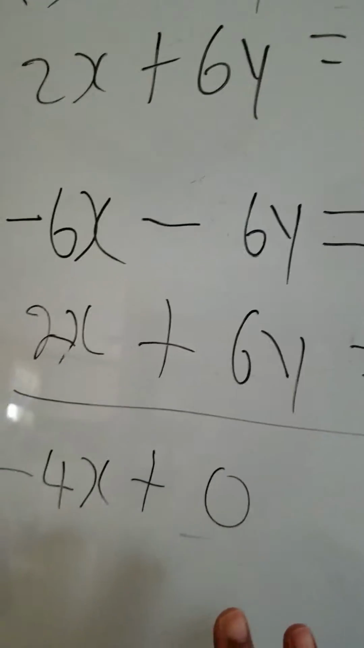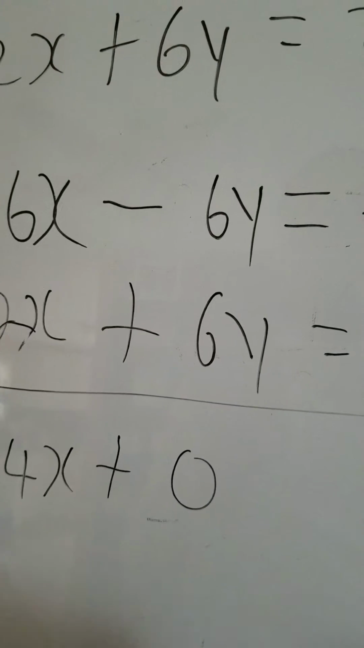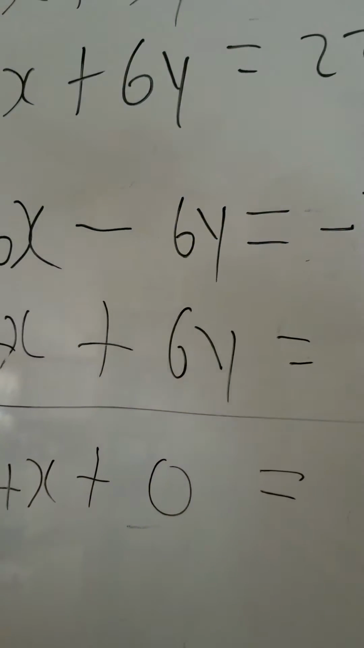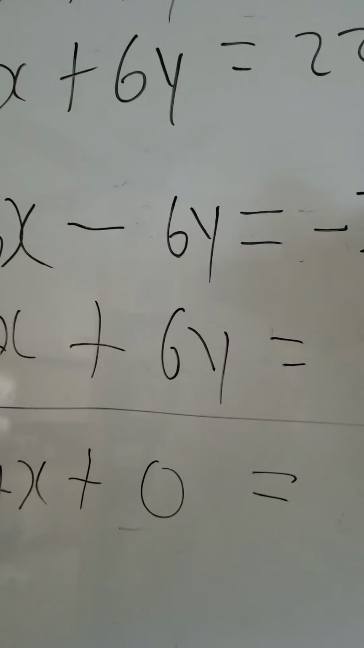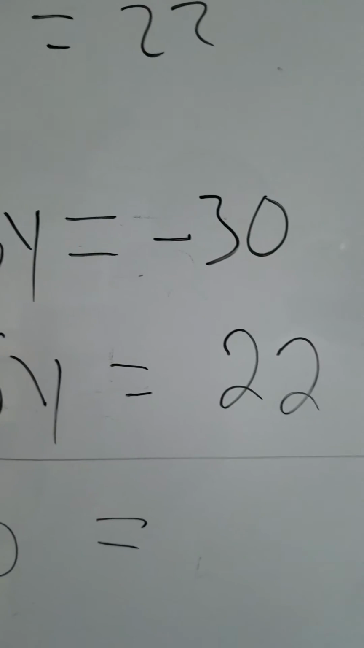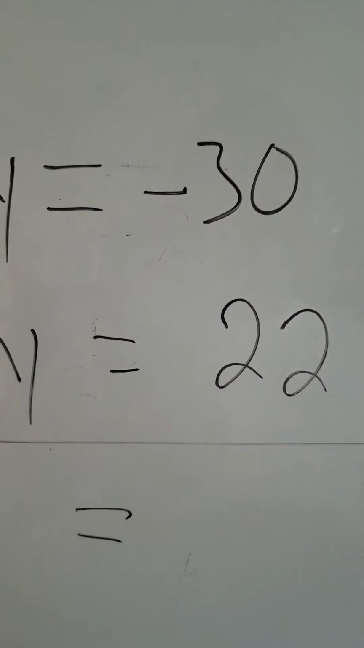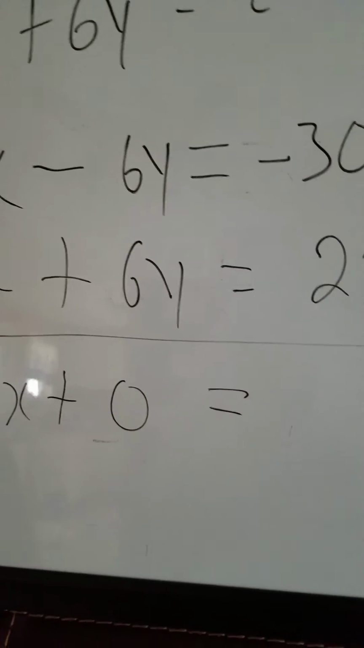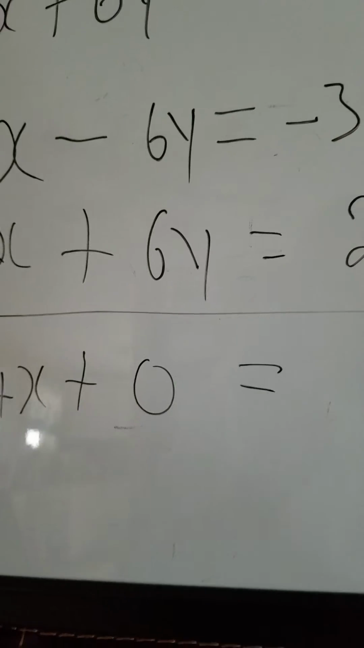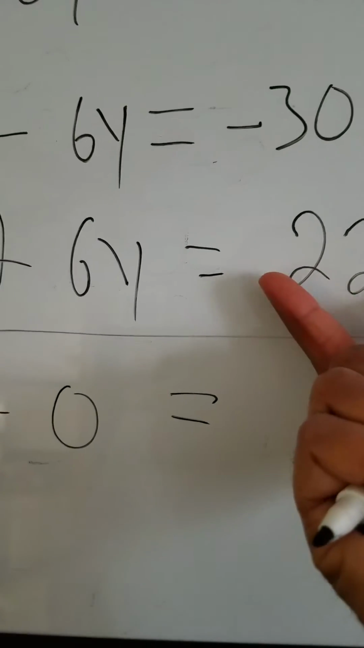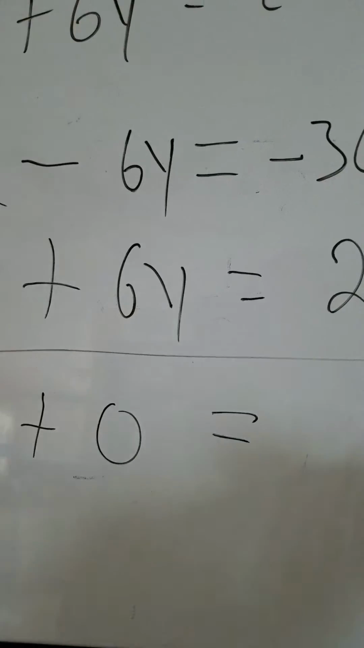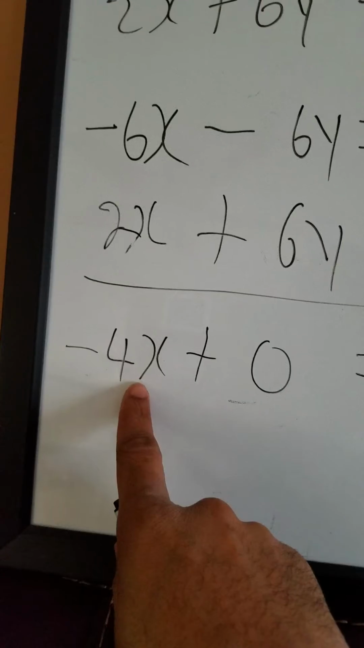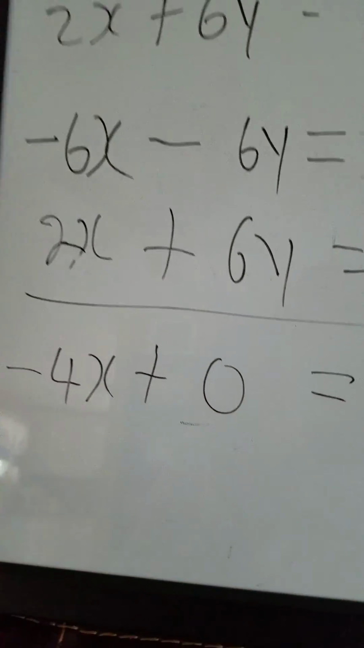You could leave the space empty, or you could put the 0 to remind yourself that the y term should be there, but we eliminated it. And this is equal to, we add a positive 22 to a negative 30. Now if you have trouble adding and subtracting positive and negative numbers, please check out my video on how to add and subtract rational numbers for a quick reminder. In this case, we have the positive 22, negative 30. That leaves us with a negative 8. And so we know that negative 4x is equal to negative 8.